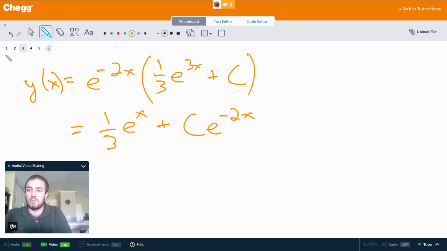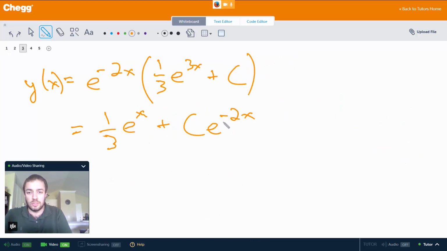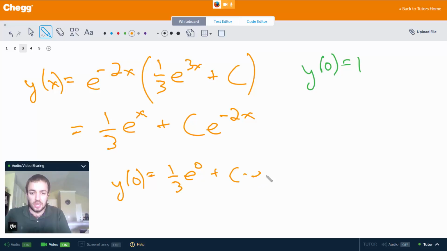All right, and then don't forget, we have our initial condition, y of 0 is 1. So that's going to help us determine this arbitrary constant c. So if we know that y of 0 is 1, let's plug 0 in for x into this formula here and see what we get. So using the formula, we have y of 0 is 1/3 e to the 0 plus c times e to the 0. E to the 0 is just 1, so this is 1/3 plus c.